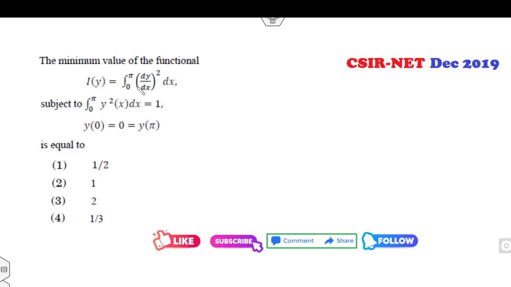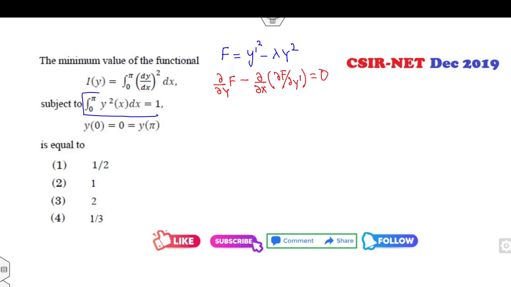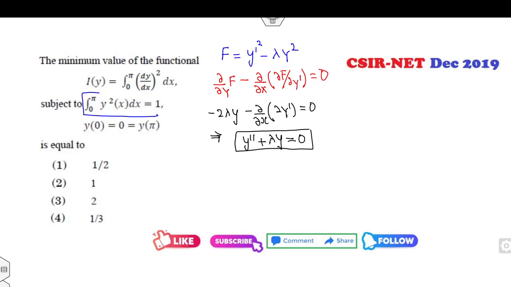Now again y of 0 is given to you. Again you can see some additional condition given. I can define the value of the integrand as y dash square minus lambda times y square. Fine. Then I can start the equation with minus of del f upon del y dash is equal to 0. So let's start with this: 2 lambda y minus 2 y dash is equal to 0. So clearly it will be y double dash plus lambda y is equal to 0. Fine. Your target is to find the minimum value, the value of I.